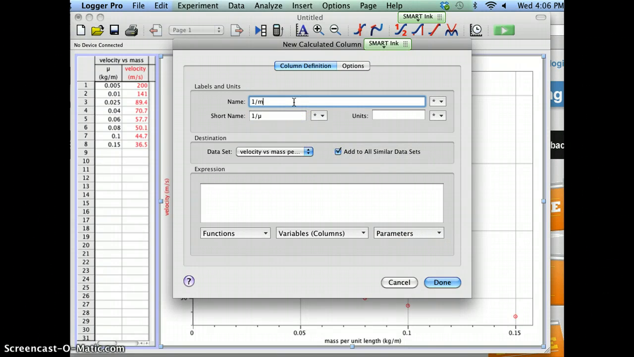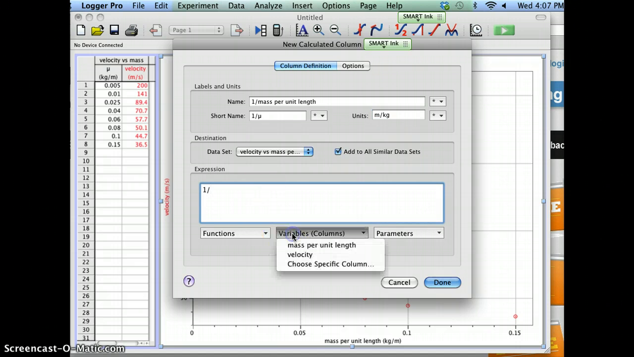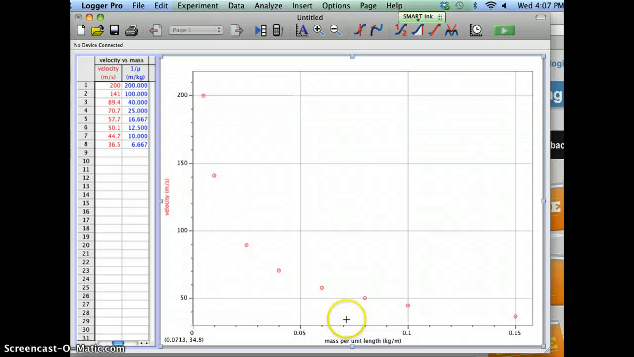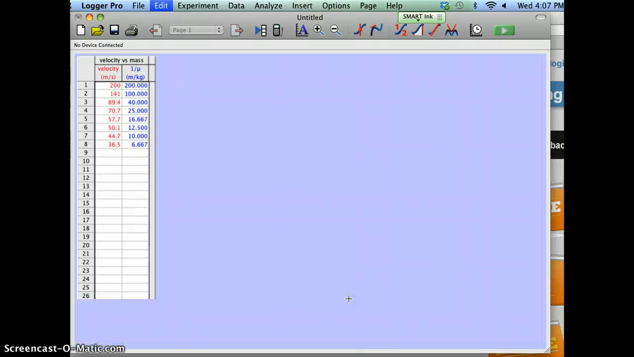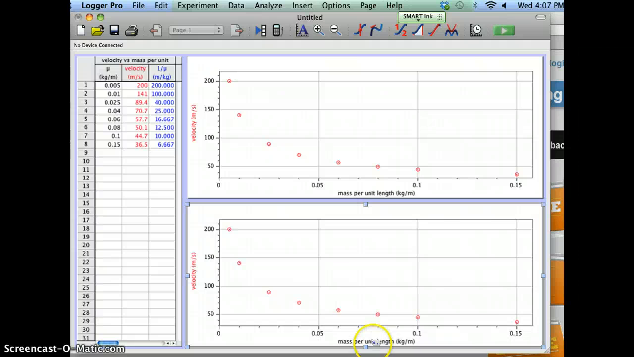Actually, alright, mass per unit length. And my units are going to be 1 over kilograms over meter. So it's really going to be meters over kilogram, I think. Yeah. Meters per kilogram. So 1 over mass per unit length. Done. And now I copy, paste in the graph. Change this to 1 over mass per unit length.